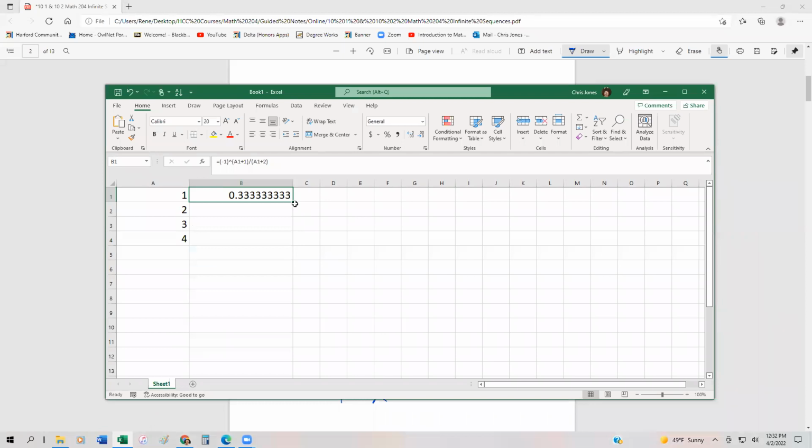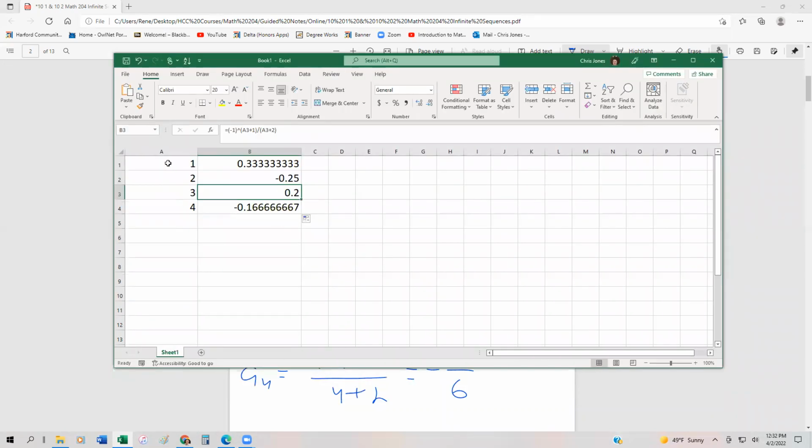And then check this out. If you just take this little box down here and drag it, it's going to give us the other terms in the sequence. Now, what I'm going to do at this point is plot these. This is just a way to actually get the terms, but we already did that by hand. We got the exact values, not the approximations.